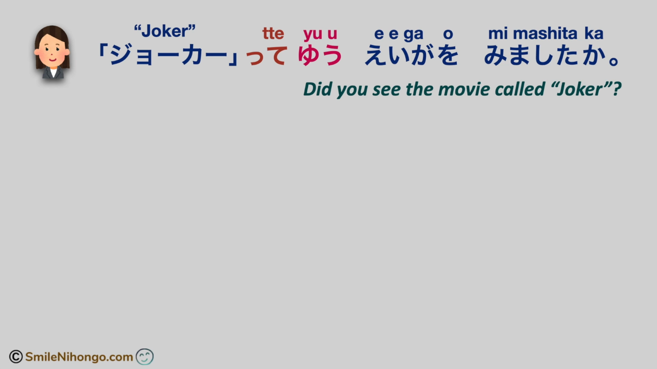One more thing. The direct object marker を is often dropped in the spoken language since in many cases the direct object is quite obvious in the context without the help of the particle. So to make this sentence even more conversational, I'm going to drop it here. ジョーカーっていう映画見ましたか？ This is how this question is most likely presented in daily conversation.